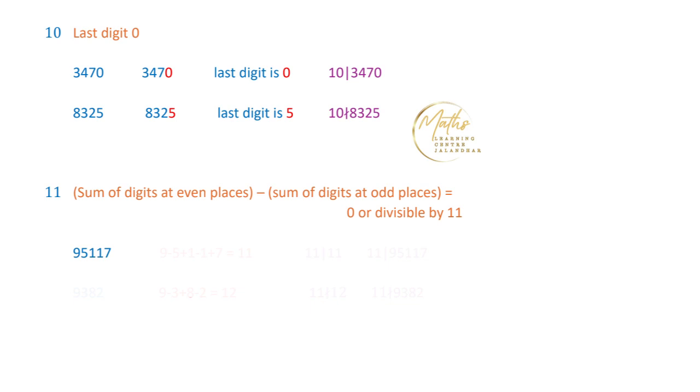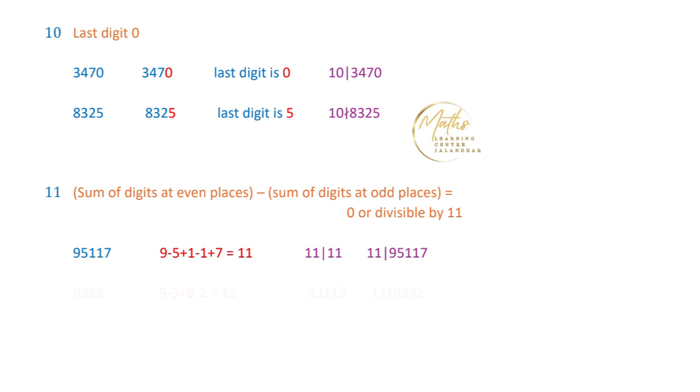It means we are calculating the value 9, the first digit. Then we subtract the next digit, -5. Then we add the next digit, +1. Then we subtract the next digit, -1. Then we add the next digit, +7. When you calculate this value, the answer you will obtain is equal to 11. So we have 11 divides 11. So we are saying that 11 divides the given number 95117.